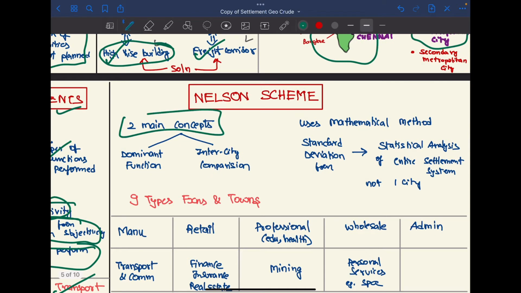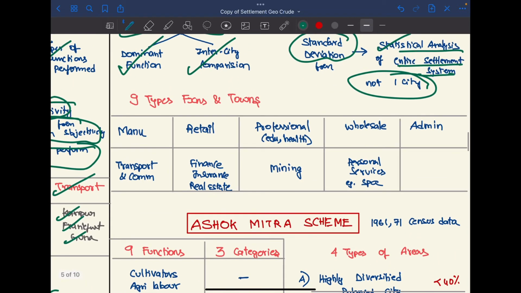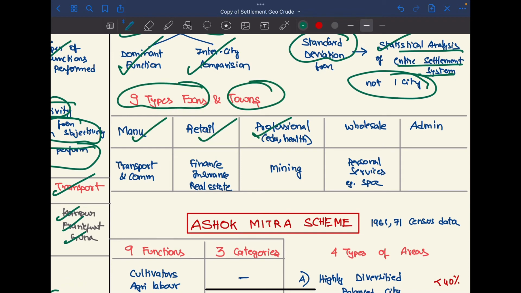Next, we have the Nelson scheme. So two main concepts he also uses are dominant function and intercity comparison. He uses a mathematical method of standard deviation function. He applies a statistical analysis of the entire settlement system, so not just one city like C.D. Harris. On the basis of this, he identifies 9 types of functions and therefore 9 types of towns, which are manufacturing, retail, professional, wholesale, administrative, transport and communication, finance, insurance, real estate, and mining and personal services.